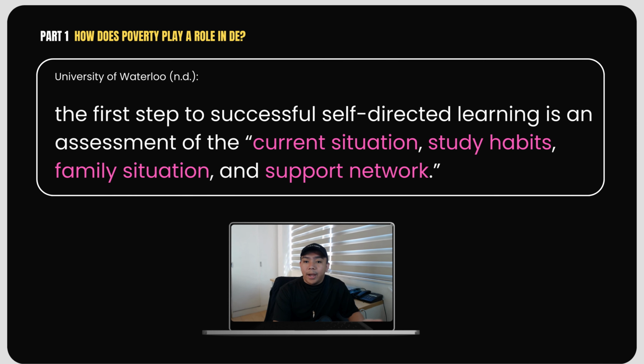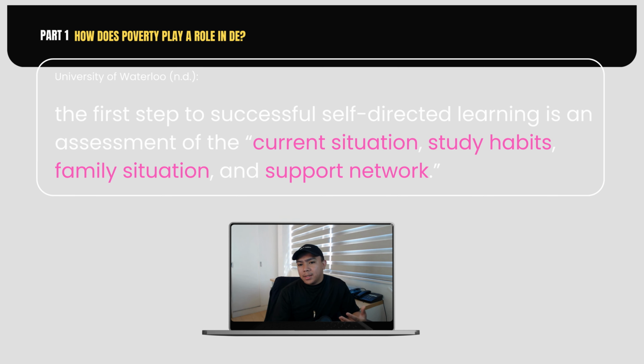So, according to an article by the University of Waterloo, the first step to successful self-directed learning is always an assessment of the current situation, which involves their study habits, family situation, and support network for students. Well, if you take a look at these things, these are tied to a family's economic status, right? A good assessment result for this would indicate that they're privileged for readiness to learn. And this means that those in the margins might not have the most ideal conditions to do so. So poverty could be tied to the readiness to study.